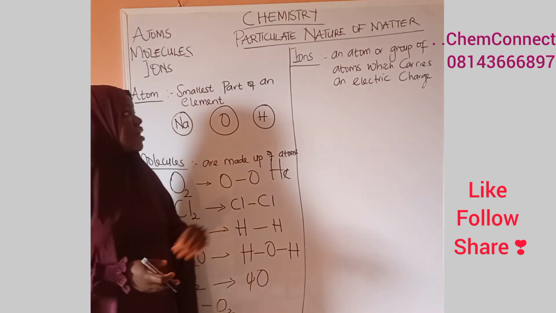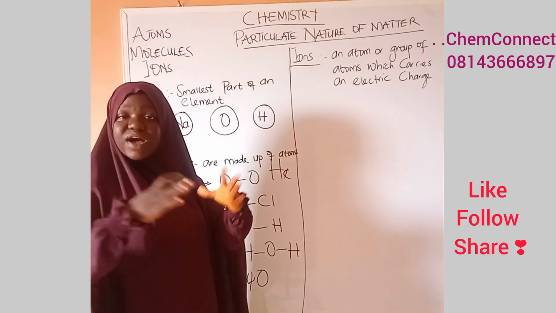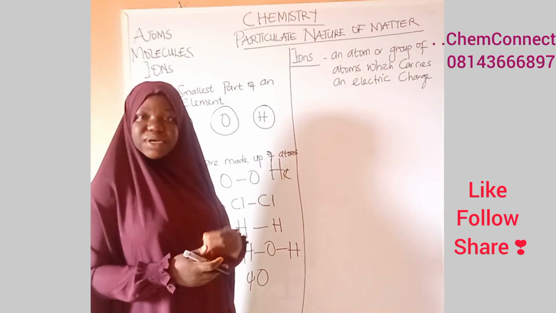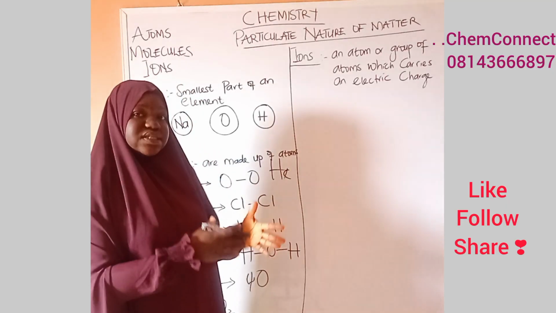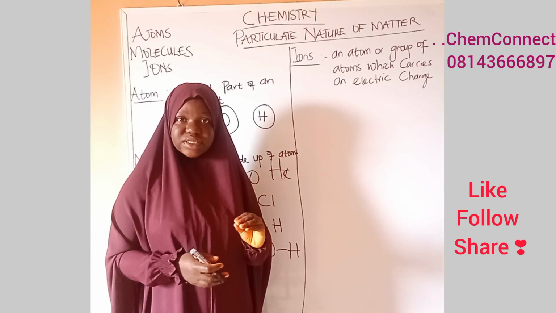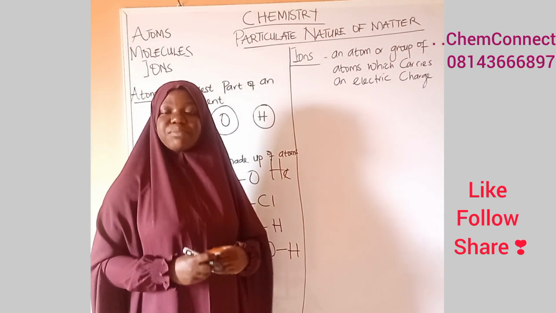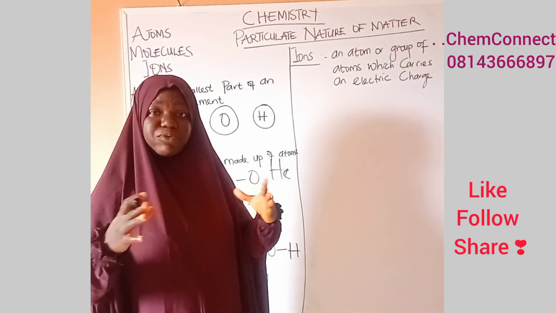What are ions? An ion is an atom or group of atoms that carries charge. Any atom of an element that carries either a positive or negative charge, you call it an ion. Now, if it is a group of atoms, you call them radicals. When they are grouped, more than one atom, you call them radicals.